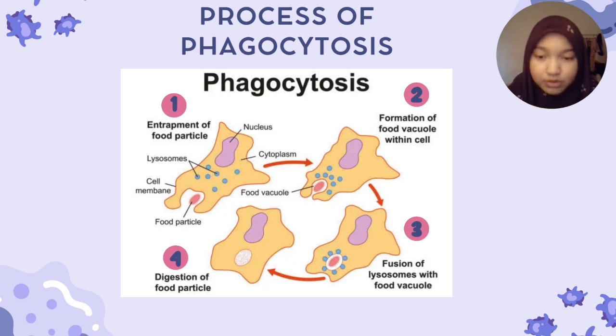The vacuole fuses with the lysosome, which contains digestive enzymes. This fusion forms a phagolysosome. Inside the phagolysosome, toxic substances and lysosomal enzymes break down and destroy the microbe. Finally, the digested microbial debris is expelled from the cell through exocytosis, completing the process of phagocytosis.